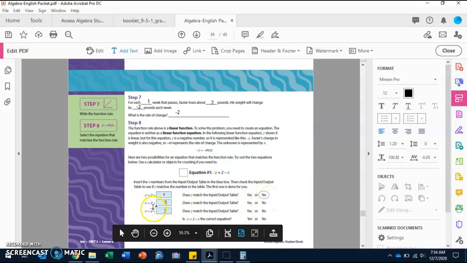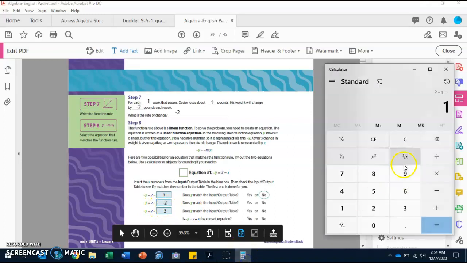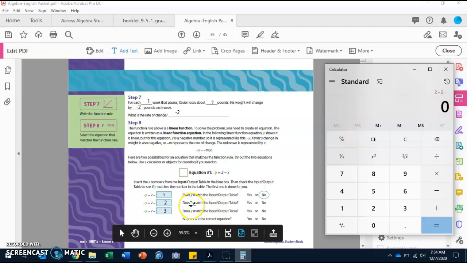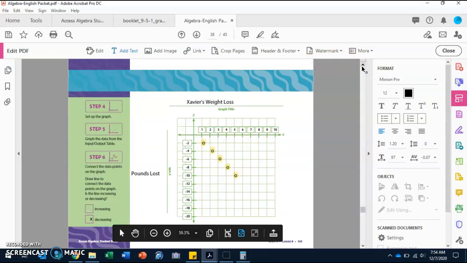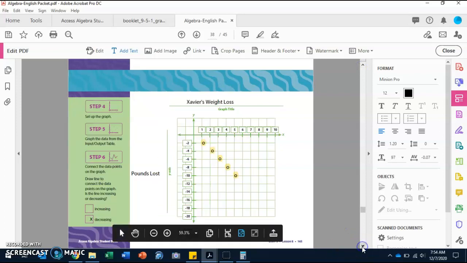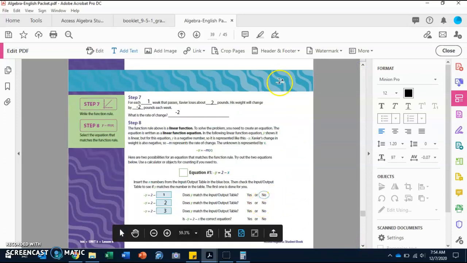Now again, we're going to do the next one. 2 minus 2. So let's do 2 minus 2, and it is 0. Does the y match the input-output table? Does that match the top? Does it say that in week 2 he was going to lose 0 pounds? No, boys, you're correct. So then here it is no.